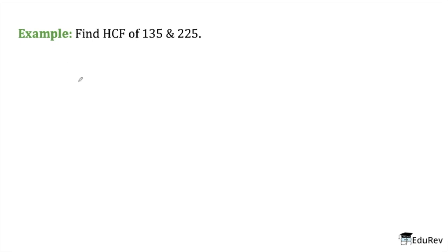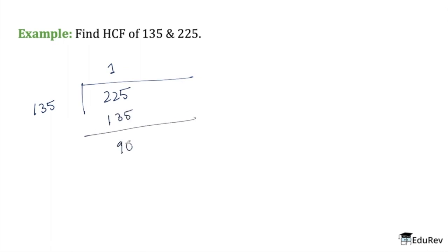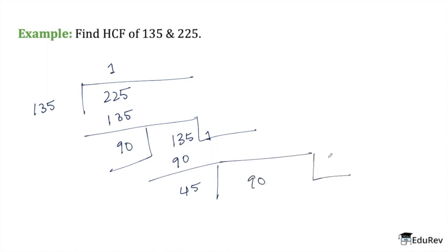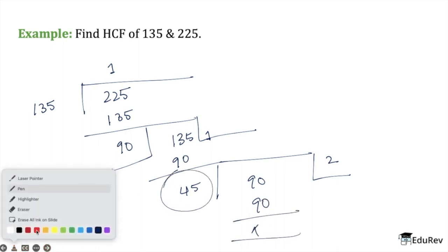Okay, so it is going to be simple. We need to divide 225 by 135. So it's going to be what? 135 ones are 135, which leaves 90. So 90 will be your divisor now, and 135 is going to be your dividend. So 90 ones are 90. When I subtract, it's going to be what? 45. So 45 is going to be my divisor and 90 is going to be my dividend. So 45 twos are 90, remainder 0. So that means this 45 is going to be what? My HCF. As simple as that.